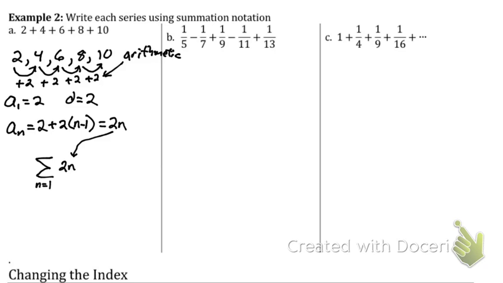Yeah. Thanks. So this is going to be 1 to 5. My fifth term is supposed to be 10. When I plug 5 in, I have 2 times 5, which does equal 10. This is my summation formula.